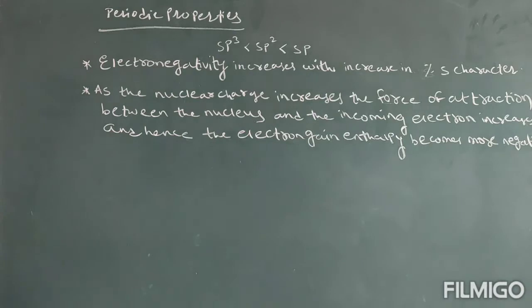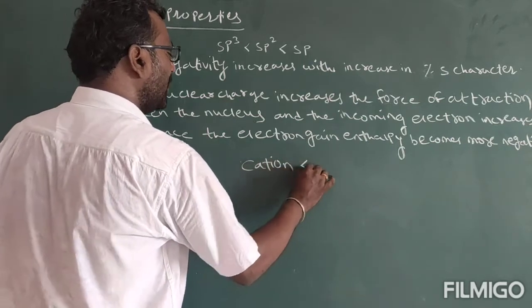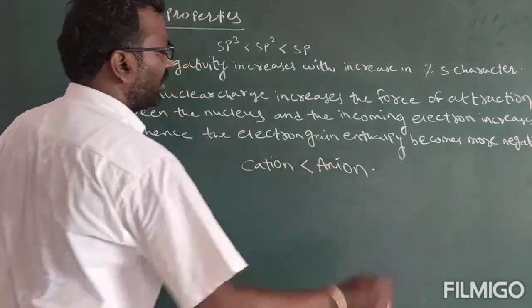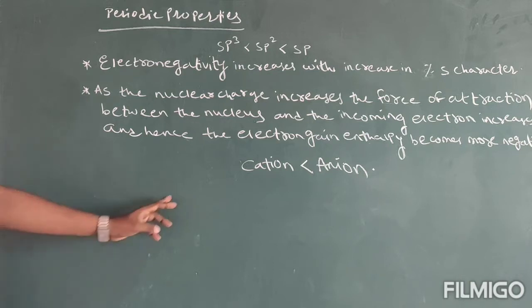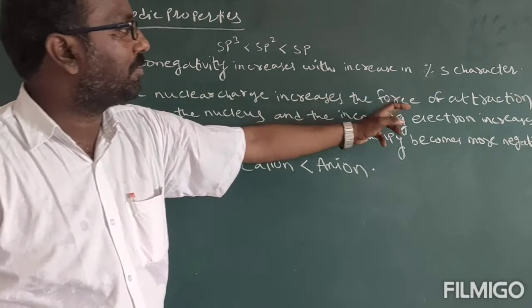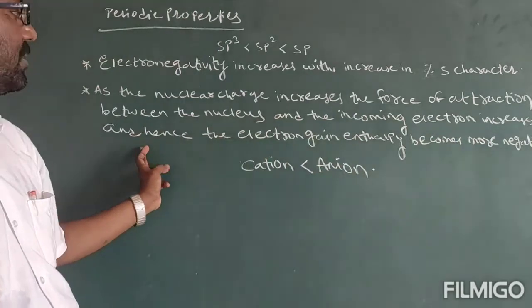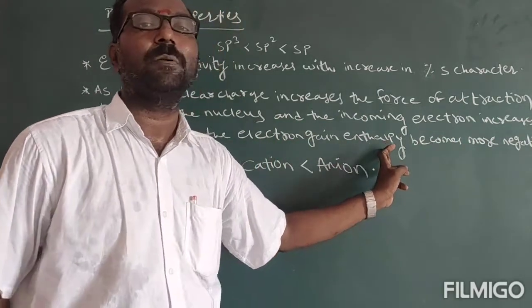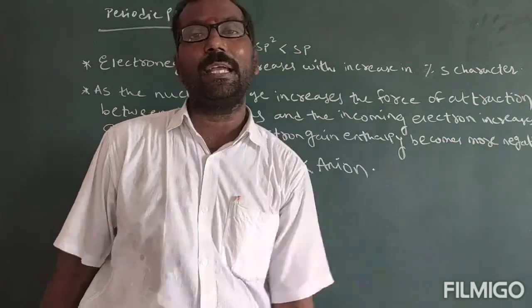Suppose if cation and anion are there, then which will be more? The cation is always less than the anion in case of electron gain enthalpies. So electron gain enthalpy becomes more negative from cation to anion. As the nuclear charge increases, the force of attraction between the nucleus and the incoming electron increases, and hence the electron gain enthalpy, that is nothing but electron affinity, becomes more negative.